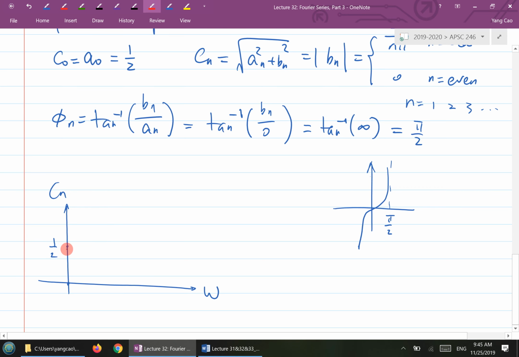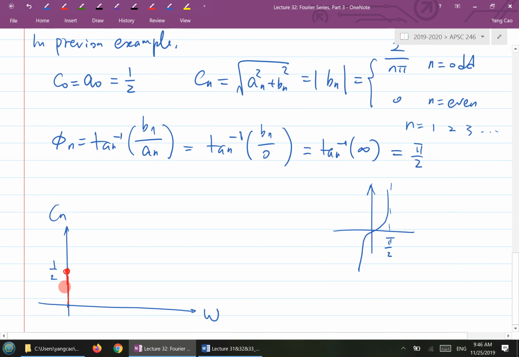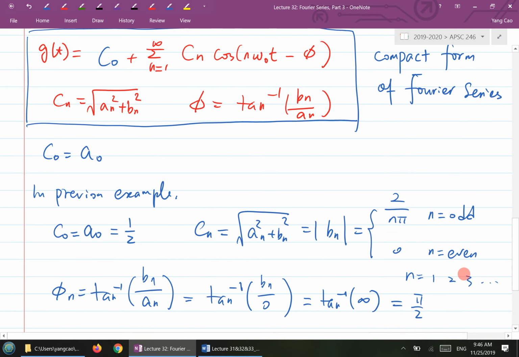This is sometimes how we plot. We can use essentially a bar. On top of the bar, there's a solid or empty circle to indicate there is an amplitude at this location. And then keep plotting. When n equals 1, what is it?